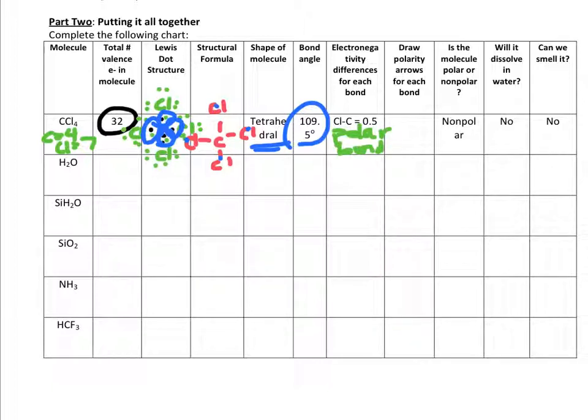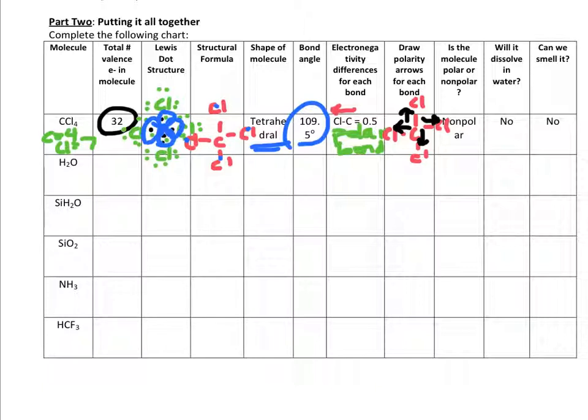It means that the chlorine is pulling harder on the electron than the carbon, and the way that we represent that is with arrows. So we draw an arrow to the more electronegative atom. In the next one over, we're going to redraw our structural formula, and we're going to put arrows towards all the chlorines because they're going to pull harder than the carbons.